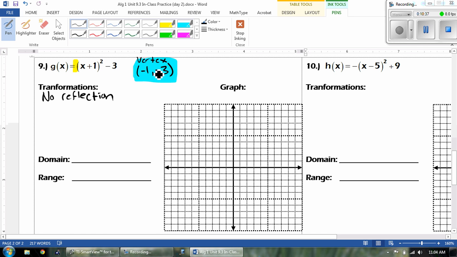And now let's talk about the transformation. What is the vertex telling us to do? Well, it's telling us that we need to go left 1 and then down 3. So as I start, I'm going to go left 1 and down 3. There is my first point. And remember, we had a pattern. We went up 1 over 1, and then we went up 3 over 1.